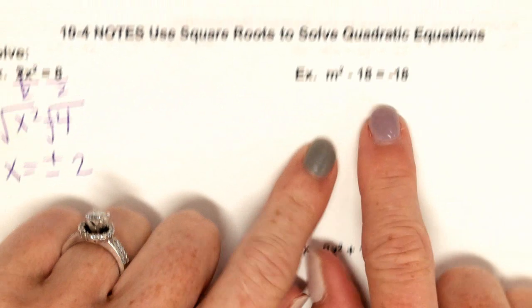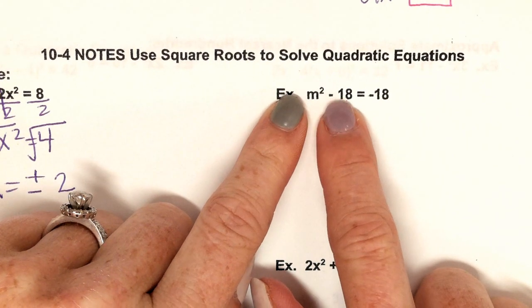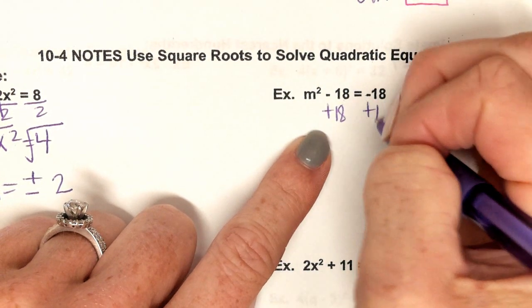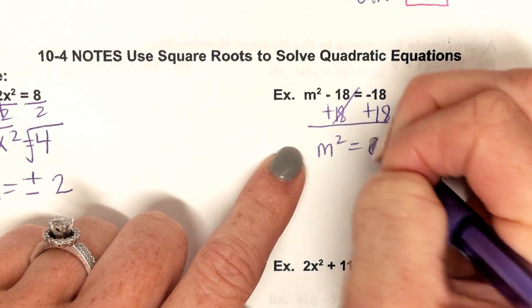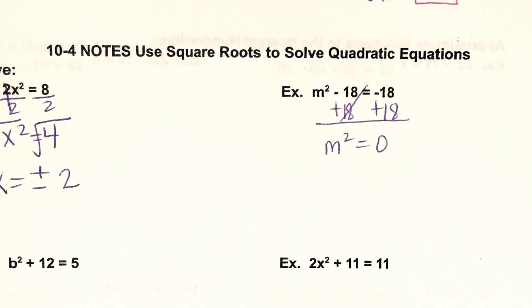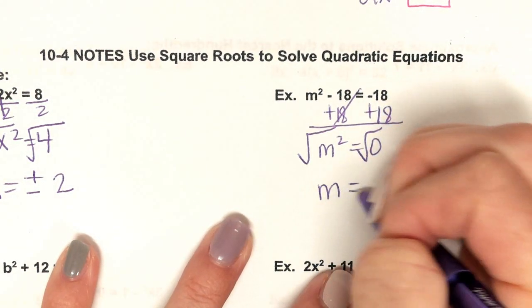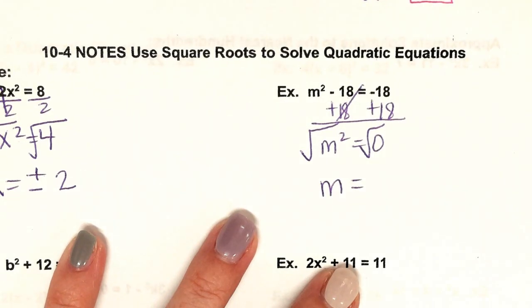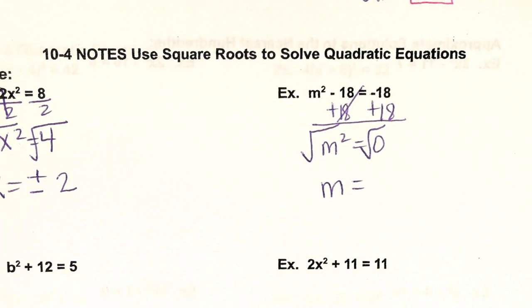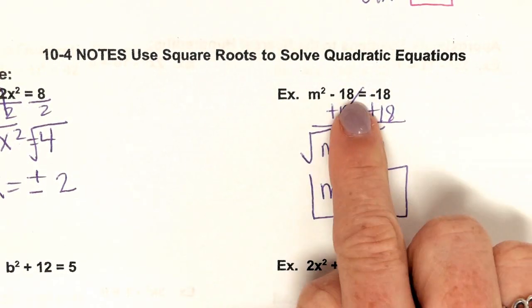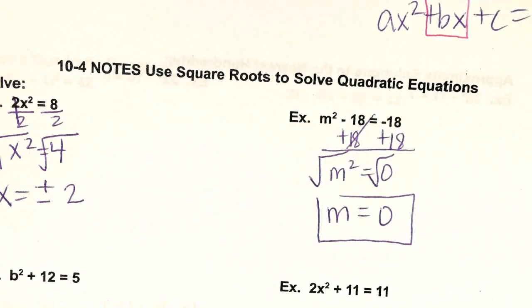All right, let's try this one. Isolate the m by adding 18, yes? If I add 18 to this side, what do I have to do to the right? Add 18. I'm left with m squared equals 0. To get rid of the squared, the opposite of squaring something is square rooting. And so I have m is equal to the square root of 0. Now, 0 times 0 is 0, and there is no positive or negative value to 0. So the answer is simply 0. So if I graphed this quadratic and made a parabola, it's only going to touch the x-axis one time at 0.